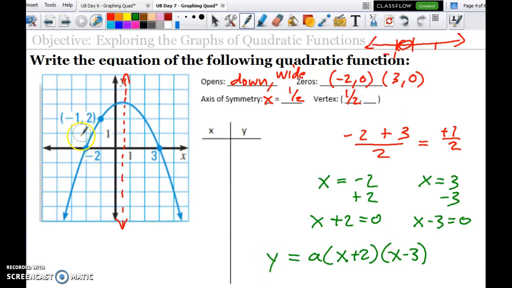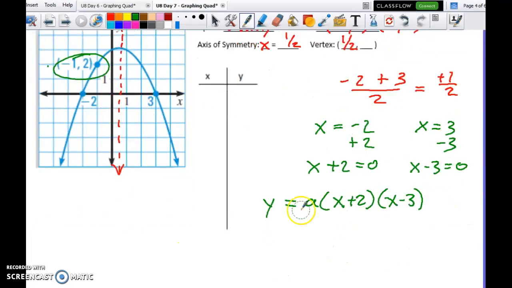equals y. And now again, I'm given another point on top of the equation here. So I'm going to plug that point in to find out what the a value was. Now I'm guessing that a is going to have to be negative, and it has to be between -1 and 0. So just keep that in mind as I go through this and do the example. -1 plus 2, -1 minus 3. I'm plugging in the point -1, x, y is 2, into my equation.